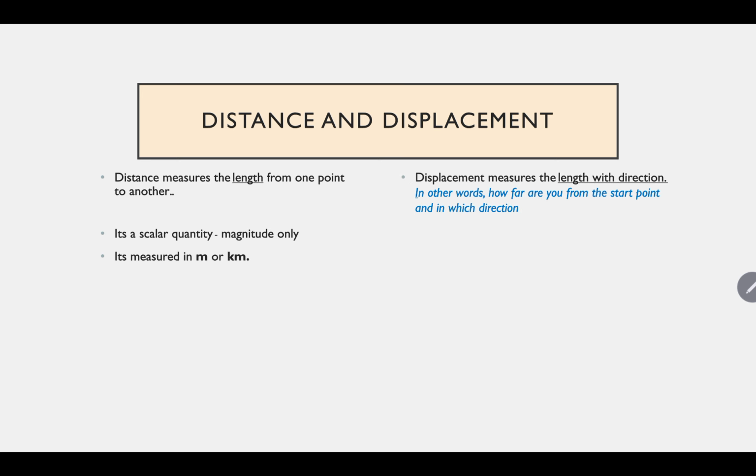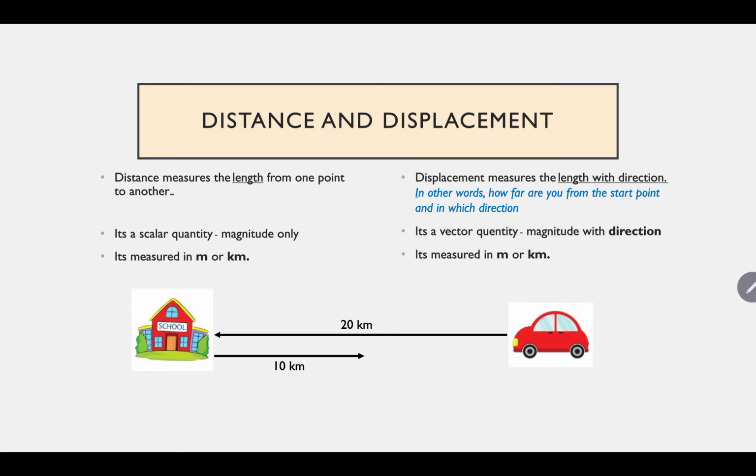As for displacement, displacement is just like distance, but it also has the direction. So in this case, I'll say 20 kilometers north, or 5 meters to the left. So if I'm including my direction with the magnitude, then we call it a vector quantity. Just like distance, displacement is measured in meters and kilometers. Now let's look at this example.